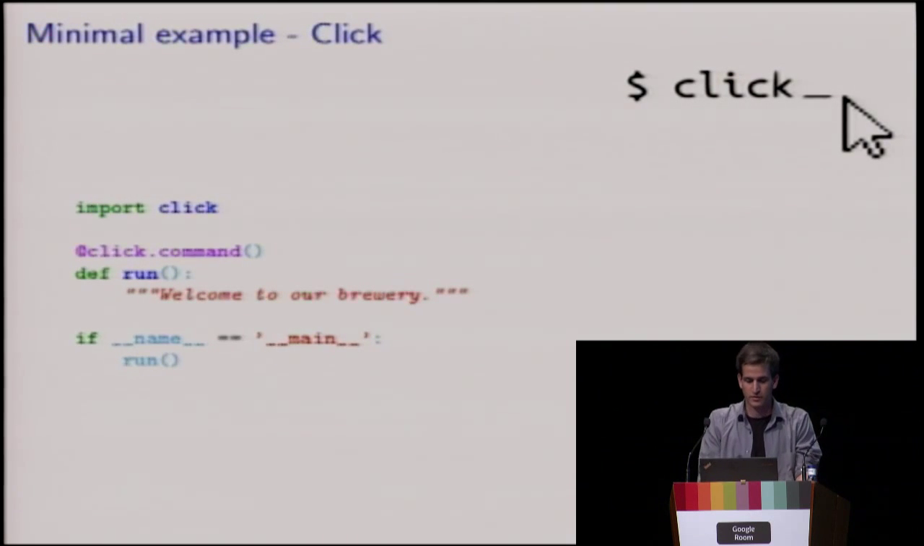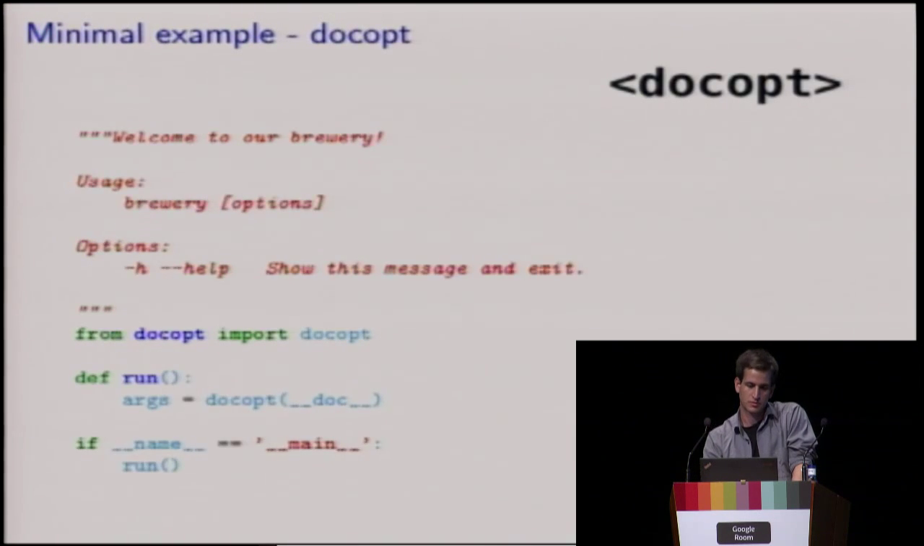So let's start with Click. How does it look? A minimal example would look like this. You just have a function and decorate it with the command decorator, and you're done. Then you could call your script, and you already would get a help message looking like that, which is the starting point for docopt. So in docopt, you start writing this help message, then use the docopt function, pass this docstring to it, and get back the dictionary with the parsed arguments and options.